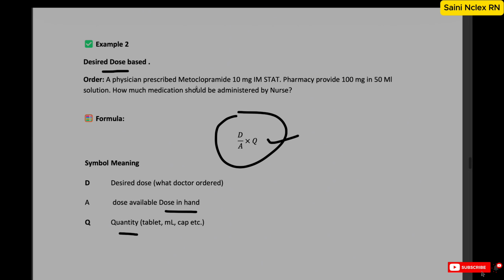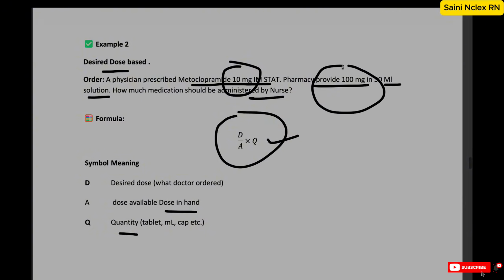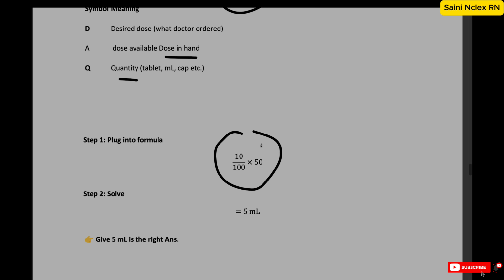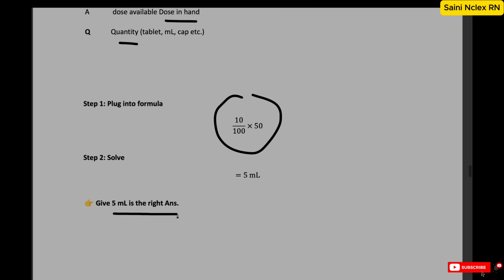A physician prescribed metoclopramide 10 milligrams IV stat and pharmacy provides 100 milligrams in 50 ml solution. How much medication should be administered by the nurse? Our desired dose is 10 milligrams and our available dose is 100 milligrams, and we have a quantity of 50 ml. So if you break these numbers down, your answer will be 5 ml. So giving 5 ml is the right answer.